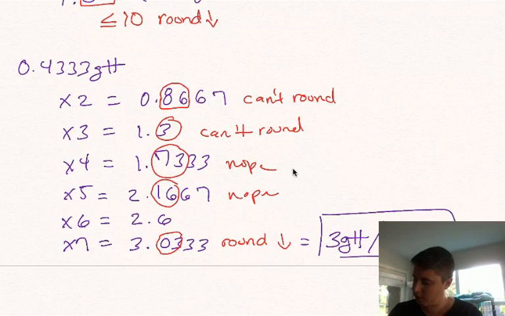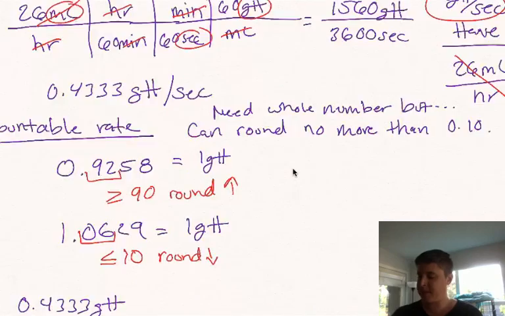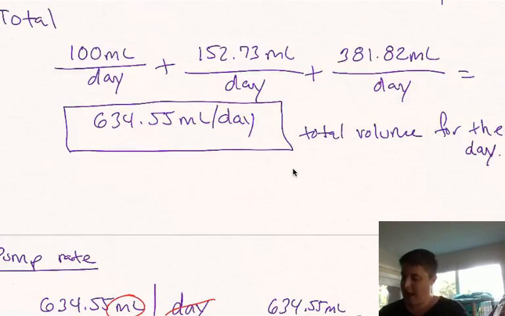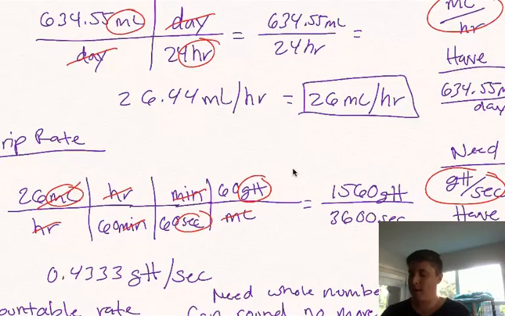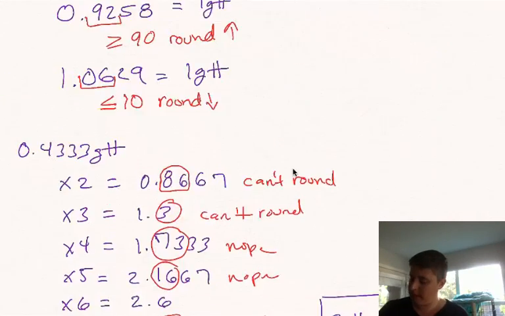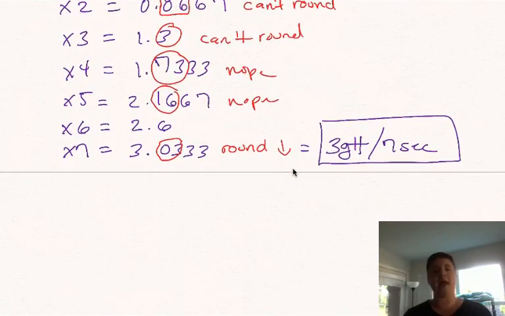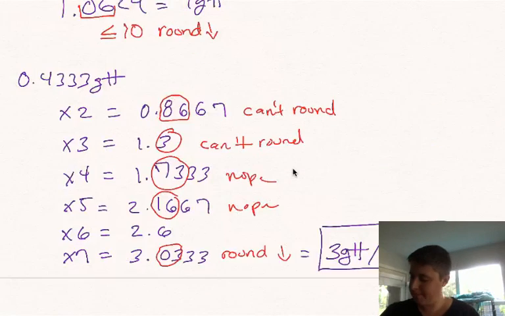All right, how do we feel about that? Then I would go like this. That's my answer. So now I have a total volume for the day for my patient. I have a pump rate that I can set them up on, and I have a drip rate that I can actually count. Okay. All right.